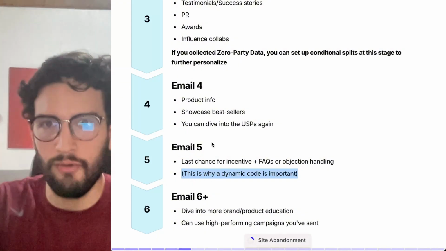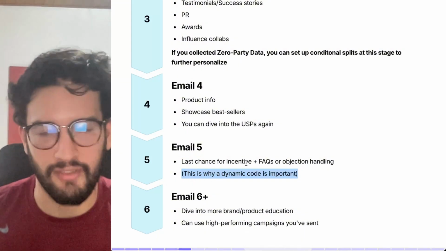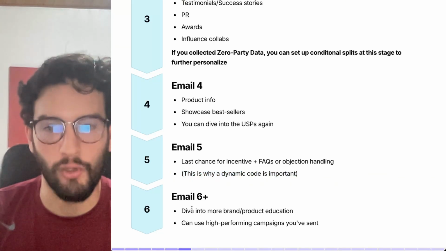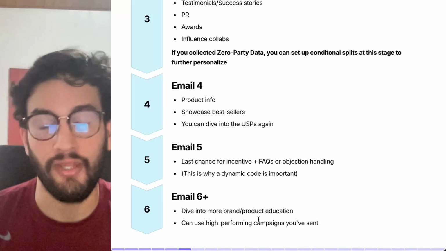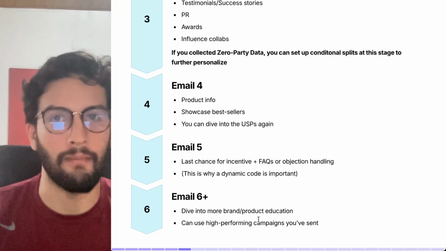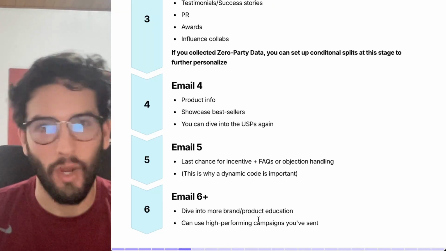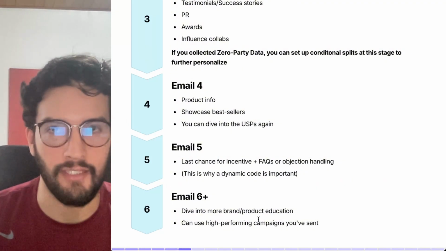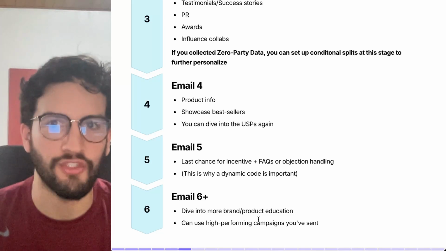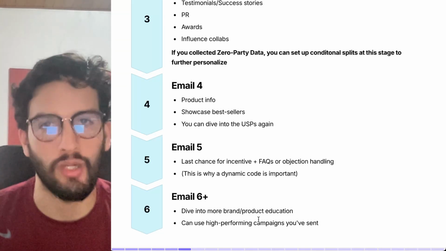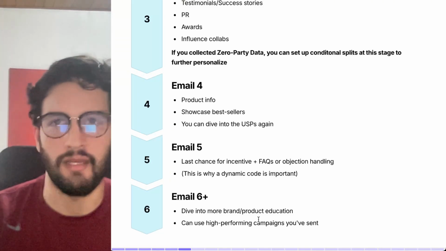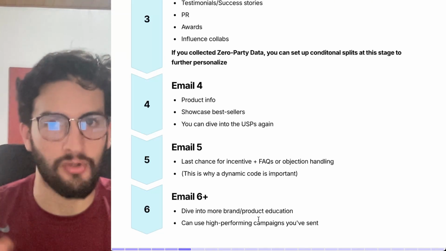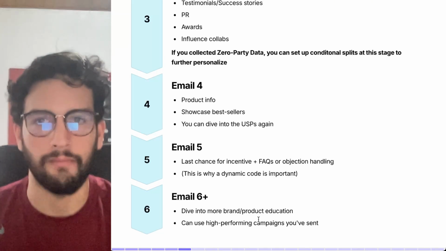And email number 6 and upwards, essentially 6 and plus, you can dive into more brand product education, and you can basically use high-performing campaigns you've sent in the past. So one-off campaigns, you can reuse them as extra emails in this flow. That works extremely well, and it's an easy way to have a better welcome series without any more effort put into it, right? So that's the welcome series, extremely important. Again, the most important flow by far.